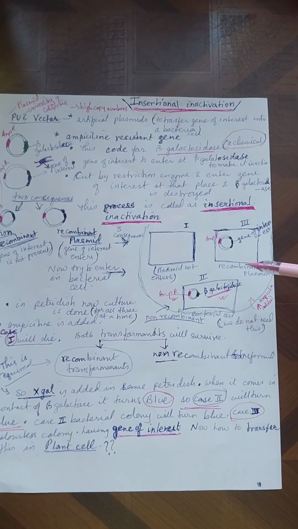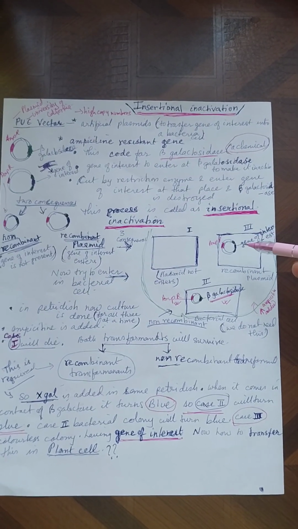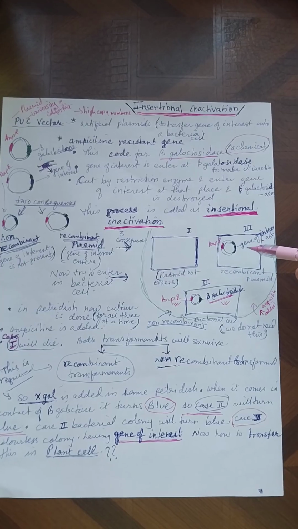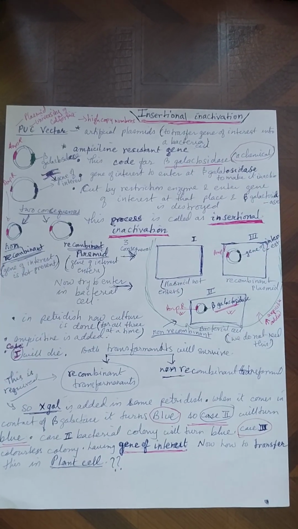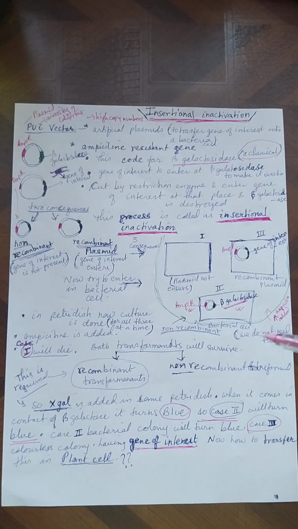We will come to identify that this is the one where the beta galactosidase gene has been destroyed and the gene of interest has entered. We will collect this. For further experiment, it will be transferred either into a plant cell or an animal cell.